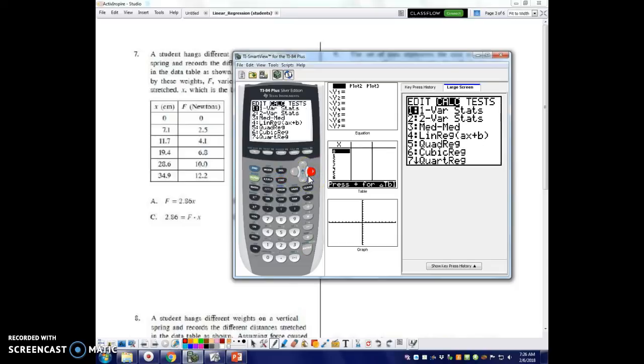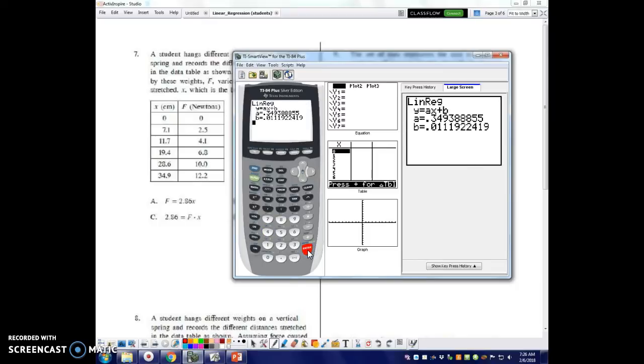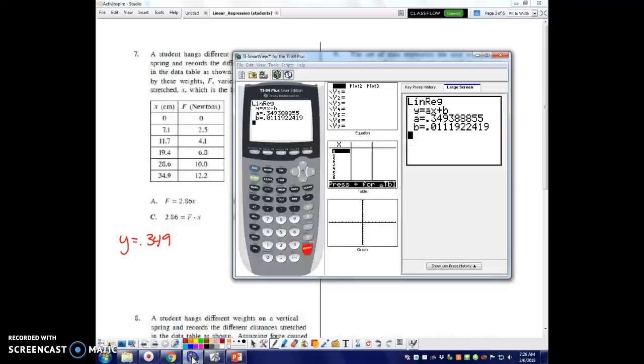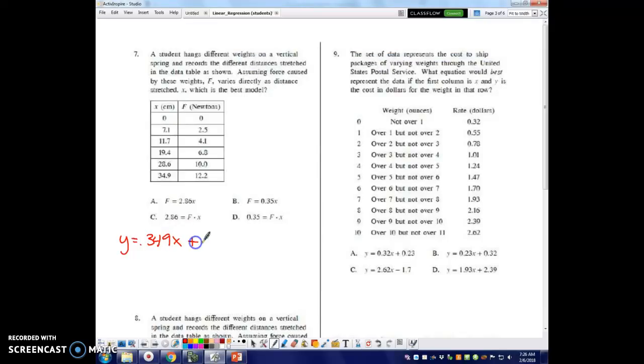What are we choosing, 5 or 4? 4, because it's linear. So this gives us y equals 0.349x plus 0.011. Which one of these looks like the best choice?